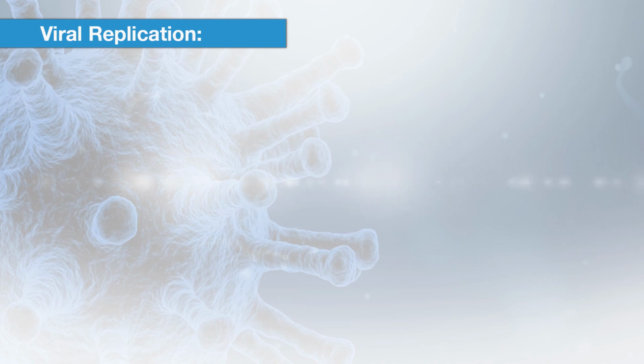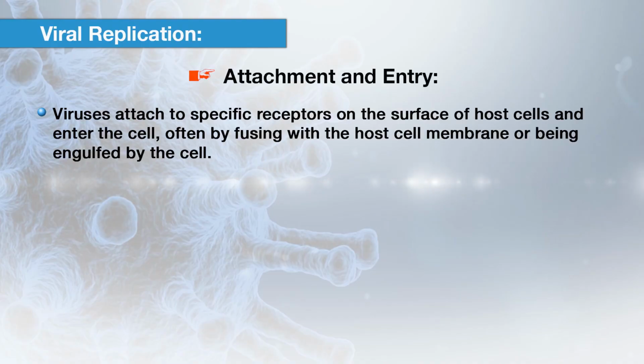Viral replication is very important. One of the points where replication can be understood: attachment and entry. How the virus gets attached and gets entry into the cell for further division. Viruses attach to specific receptors on the surface of the host cell and enter the cell, often by fusing with the host cell membrane or being engulfed by the cell.